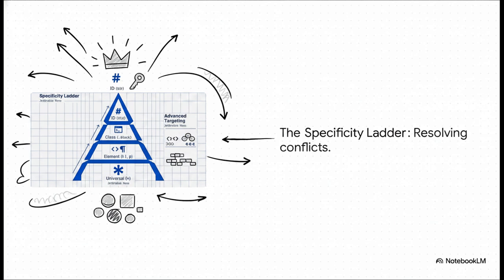Well, the browser consults the specificity ladder to crown a winner. It starts at the very bottom with those weak universal selectors, climbs up to element tags, then classes, and goes all the way up to those highly specific ID tags at the very top. Truly mastering this ladder, that's what separates the junior devs from the seniors.